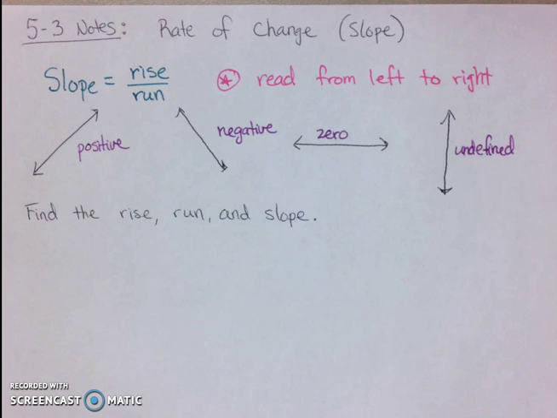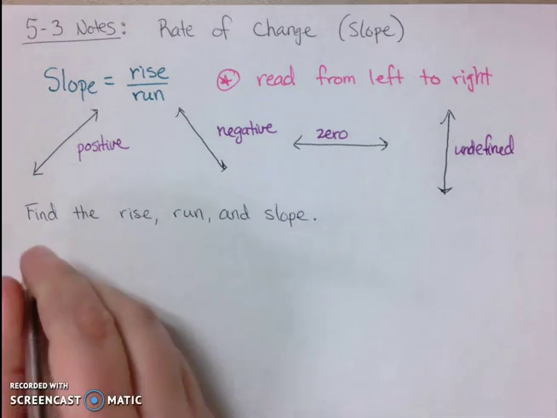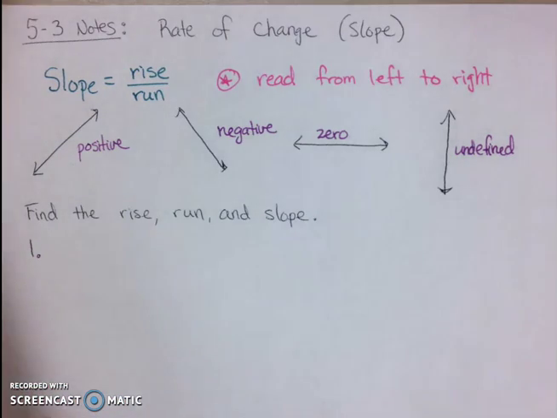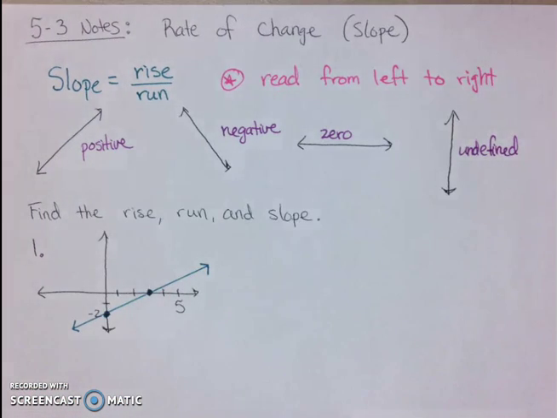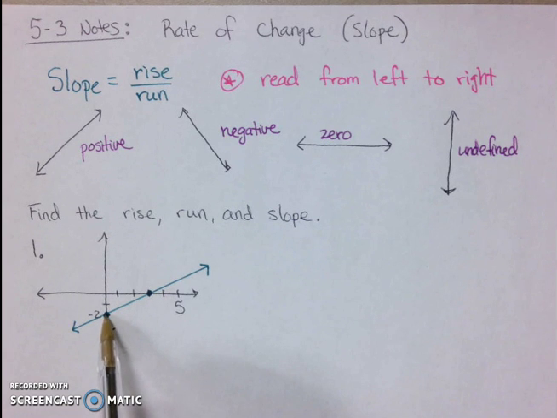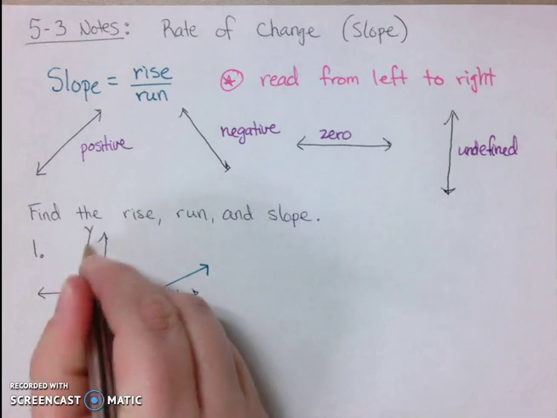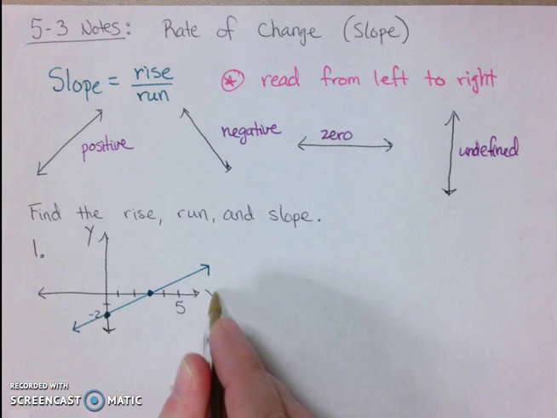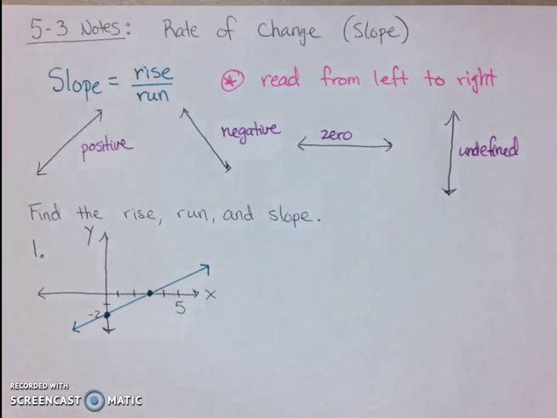Okay, and a couple of questions. We're going to find the rise, the run, and then calculate the slope. Okay, so for number 1 here, I'm going to draw our graph. If you're copying this graph in your notes, make sure that your line goes through -2 here on the y, and it goes through 3 here on the x, and then connect that with a straight line. Then you'll have the same graph.